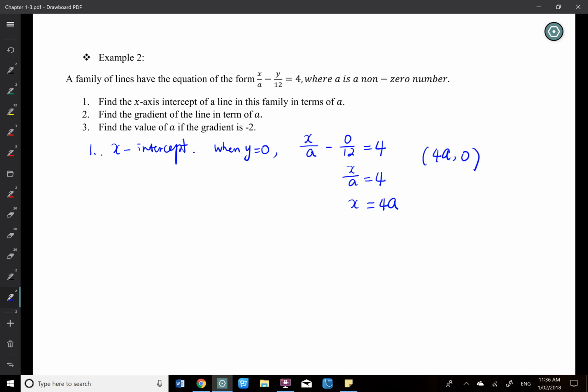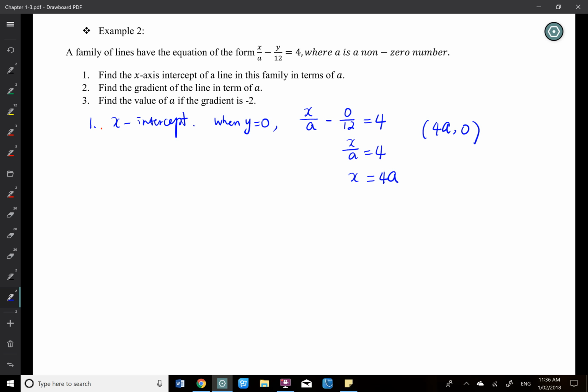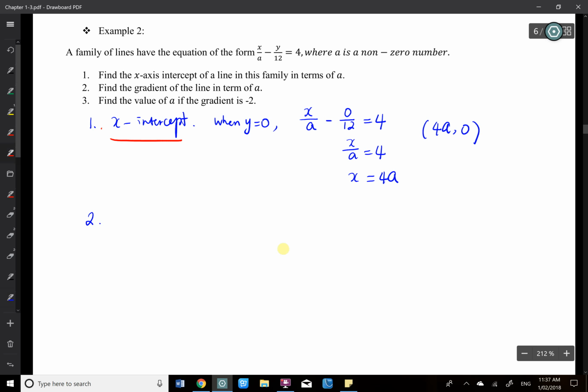Okay, when you finish, you can check your answer here. In terms of a means x equals some expression in a. Making a the subject means a equals something. I found students confused by that last year. One is make something in terms of a, and one is make a the subject. Those two are quite important. So the x-intercept is always found by making y equal to 0 and solving for x. That's the way we can do it.